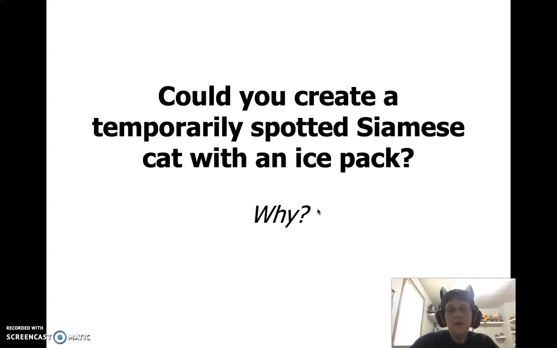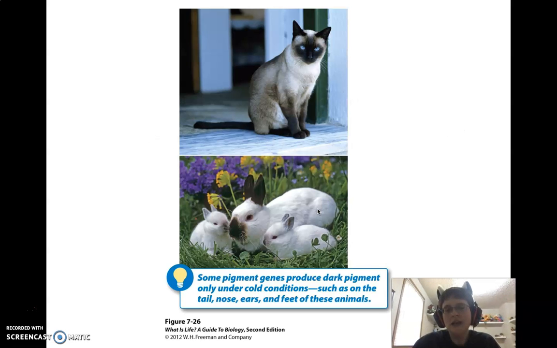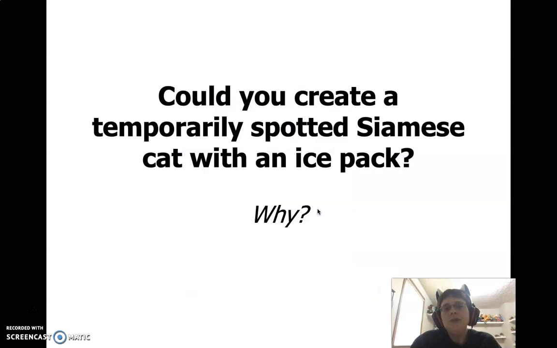I'll give you an example of how you can actually see genetic change, and that's with a Siamese cat. So if you're not sure what a Siamese cat looks like, here's what a Siamese looks like. So could you create a temporarily spotted Siamese cat with an ice pack? Now, I do not recommend that you track down a Siamese cat and tape an ice pack to it, because this experiment has been done, because you can. But why does it work?